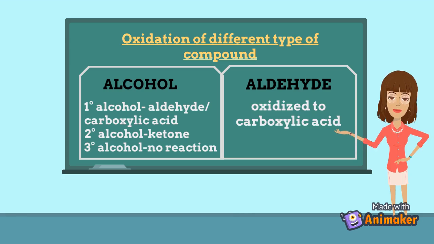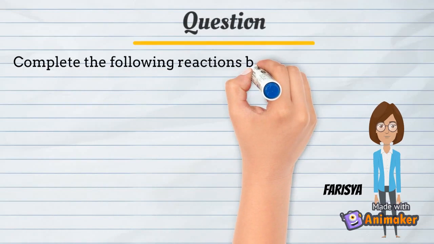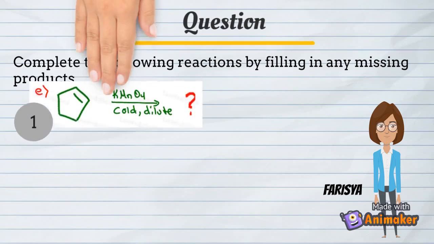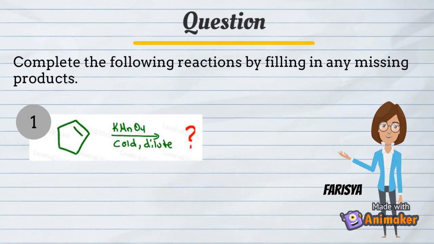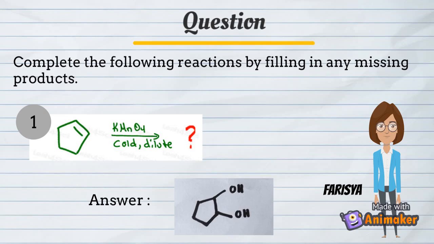Now, let's do some practice. Complete the following reaction by filling in any missing product. First, cyclopentene reacts with dilute basic KMnO4 under cold conditions. So the answer is cyclopentane-1,2-diol because the double bond will break and will be substituted with OH. The reaction name is dihydroxylation of alkene.